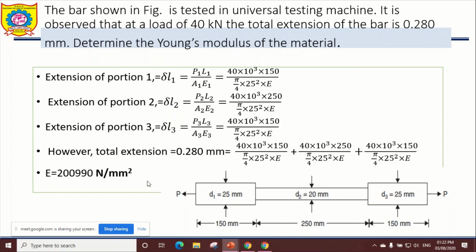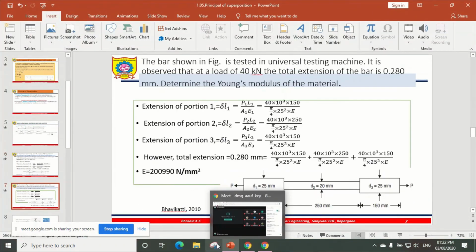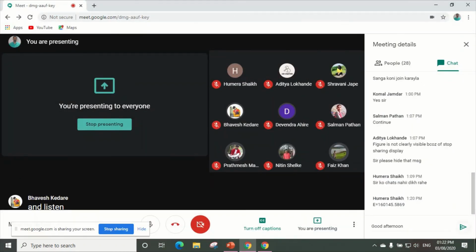Did everyone get the same answer? Why are the others asleep? Didn't you get the answer? Okay. Did the others put 161600? 160,145. You have to cross check the answer. It may be possible that you have taken some wrong steps.